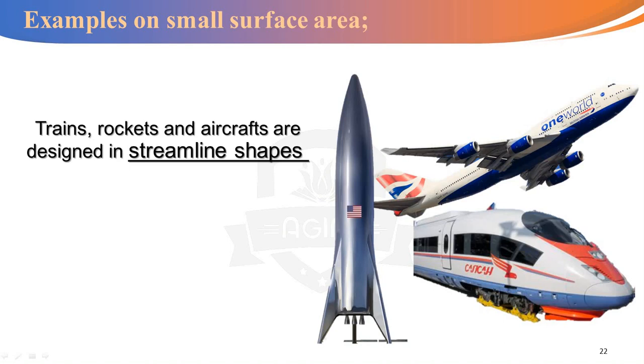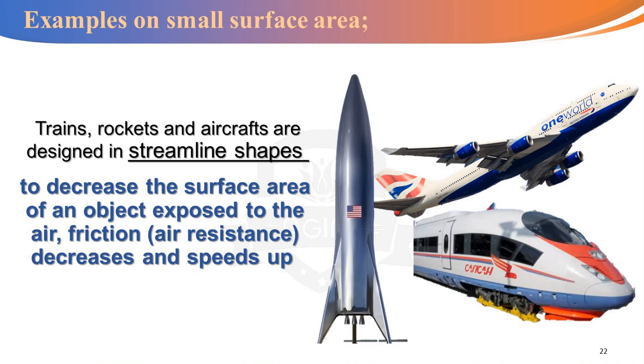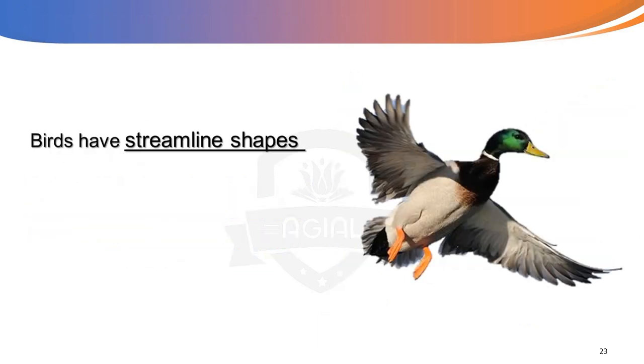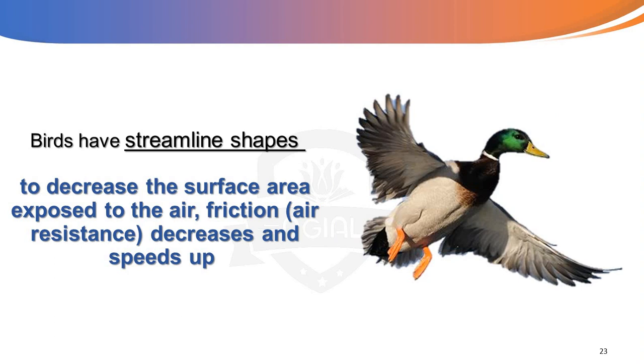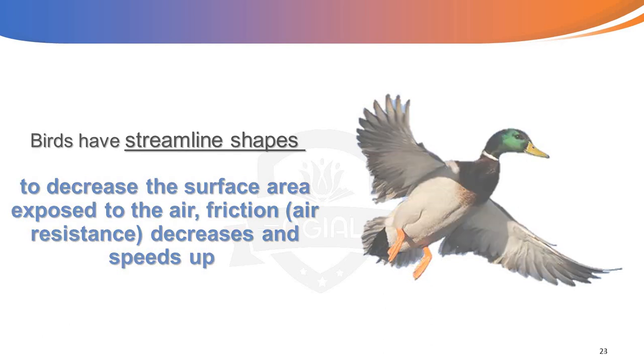Trains, rockets and aircraft are designed in streamlined shapes. Why? To decrease the surface area of the object exposed to the air. Based on that, the friction force or air resistance decreases and they speed up. Another one, birds have streamlined shapes. This bird has a streamlined beak. Why? To decrease the surface area exposed to the air. Based on that, the friction force or air resistance decreases and it speeds up.